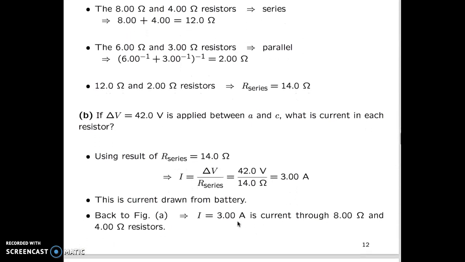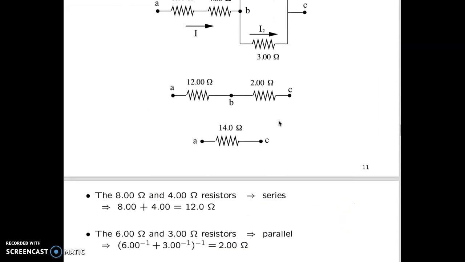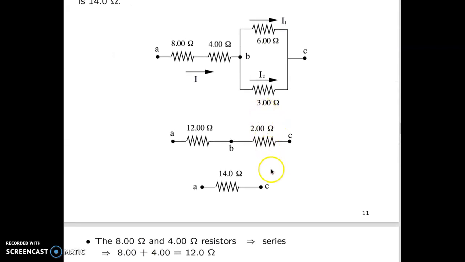Okay, so we've done the calculation for the equivalent resistance, 14 ohms. Then we connect it to a battery with a 42 volt potential difference across it. So therefore 42 volts between points A and C. How much current is going to be in each resistor? This is the problem that we want to solve. Okay, so as I said, we work backwards with these three equivalent circuits.